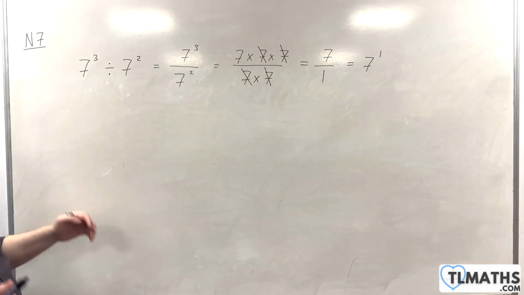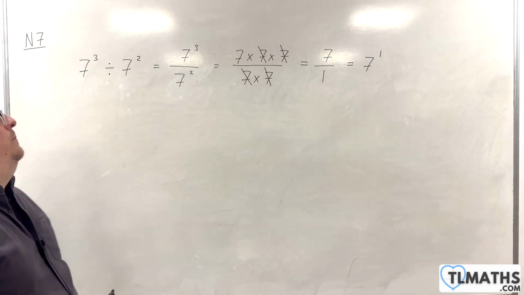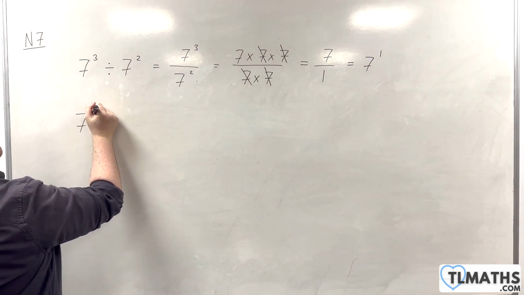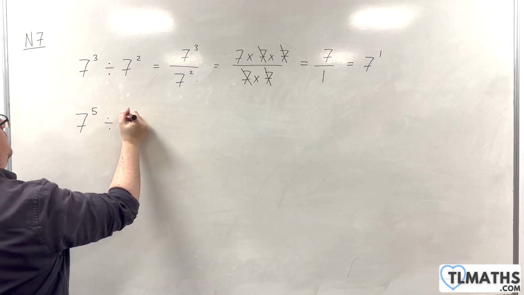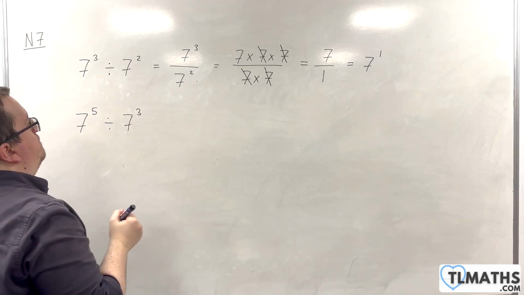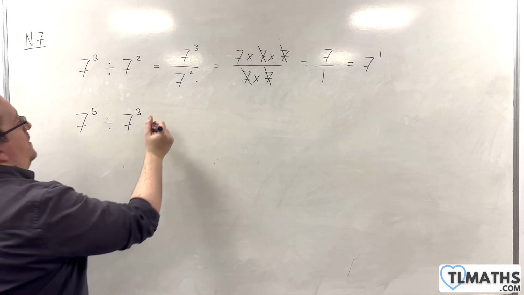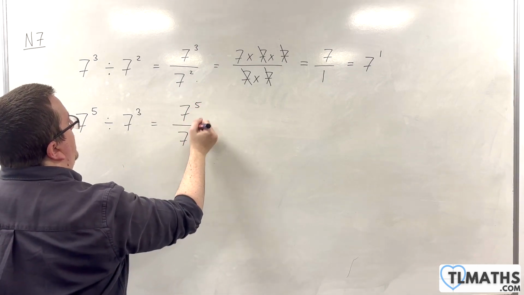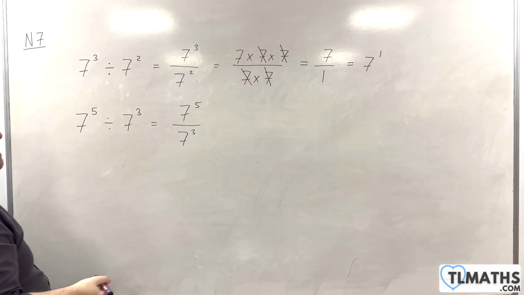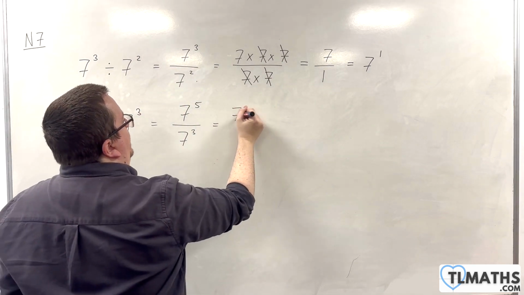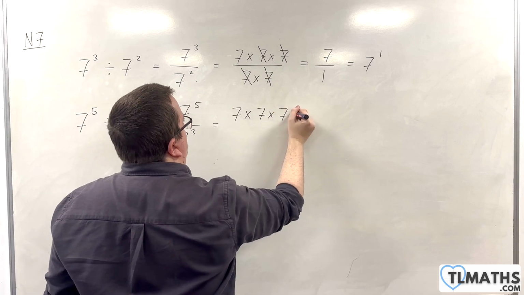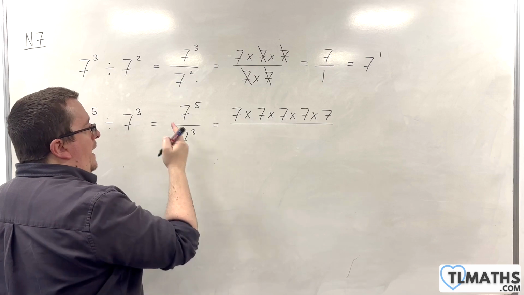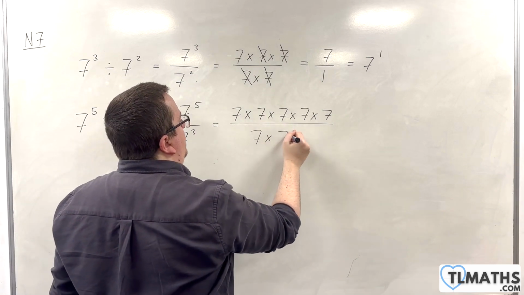Okay, so let's see another example. What about if I had 7 to the power of 5 divided by 7 to the power of 3? Now this is the same as 7 to the power of 5 over 7 to the power of 3 using the fraction notation. And so we have 7 times 7 times 7 times 7 times 7 in the numerator over 7 times 7 times 7.